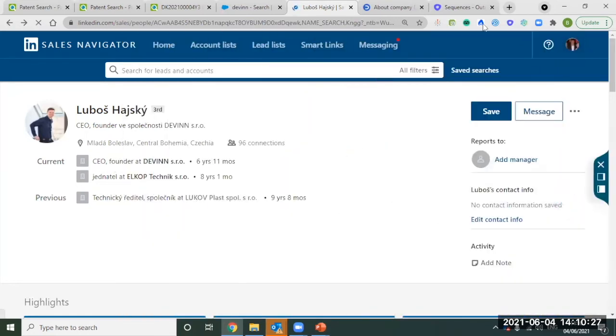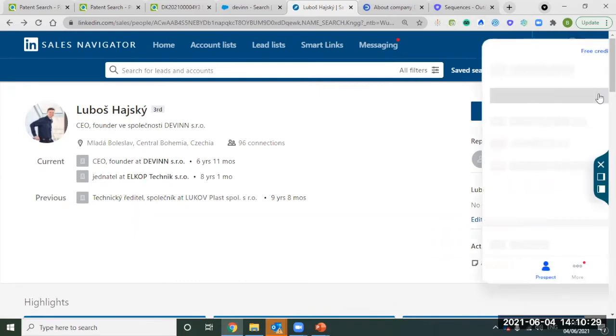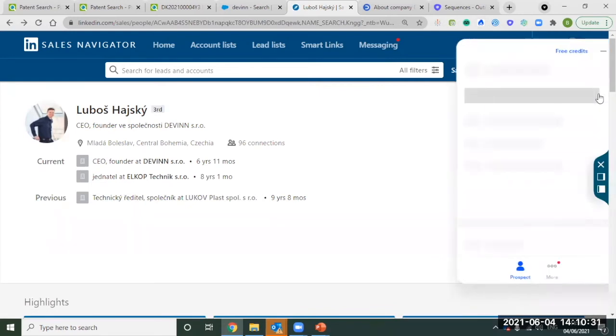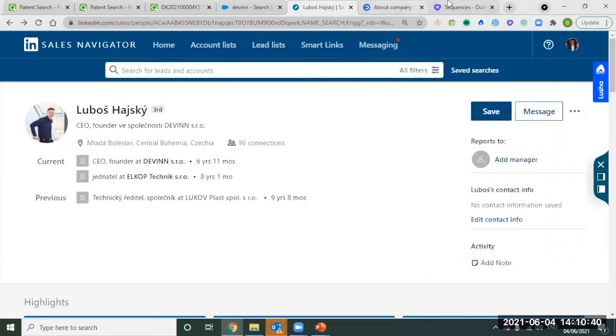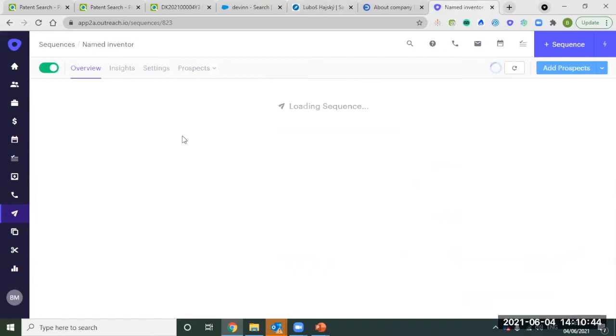Hello, Lusha, you there? Well, unfortunately, we haven't been able to get his email. But let's say we were able to get his email address and put it into Outreach. We would then go into named inventor and put it into this sequence and say, hey, look, I came across your patent and I saw that you named inventor, blah, blah, blah.